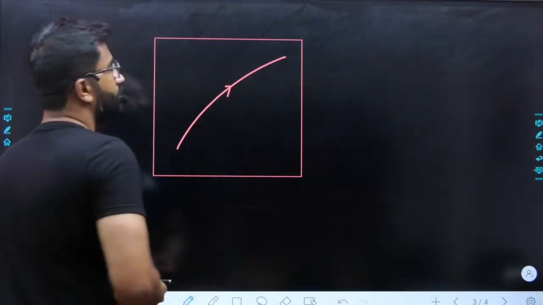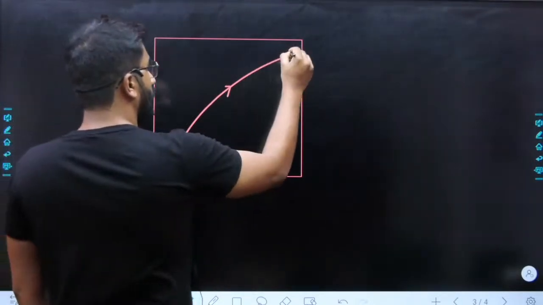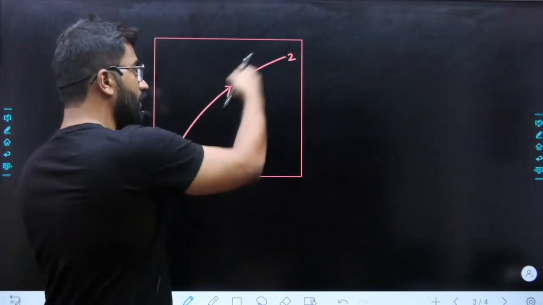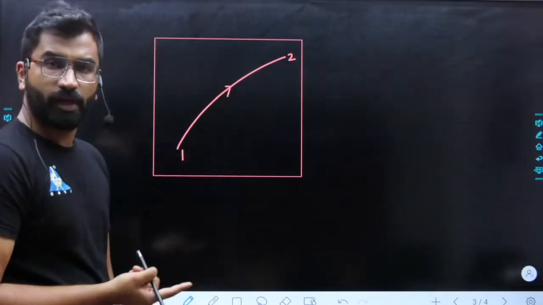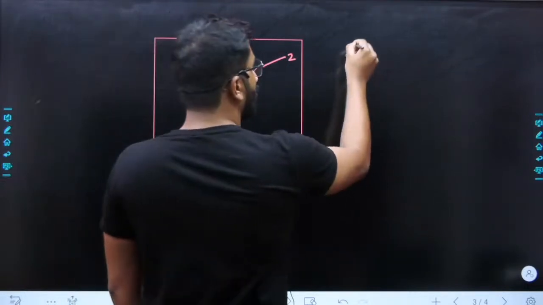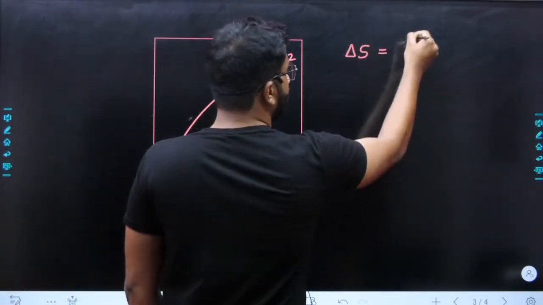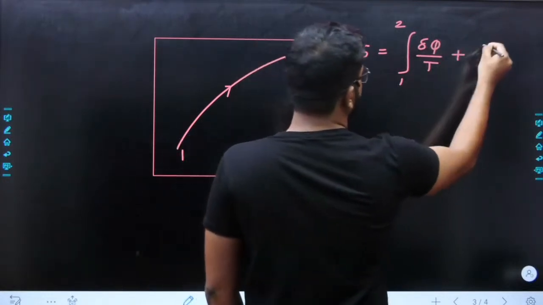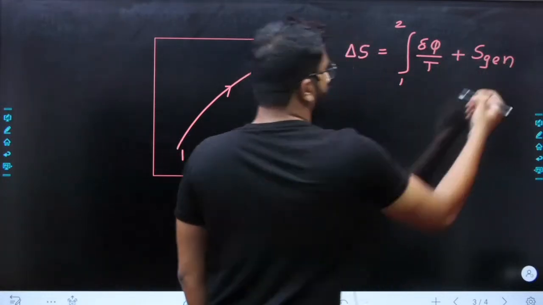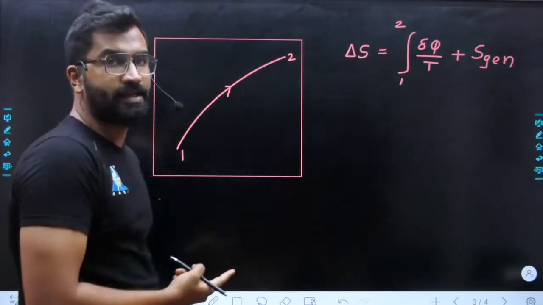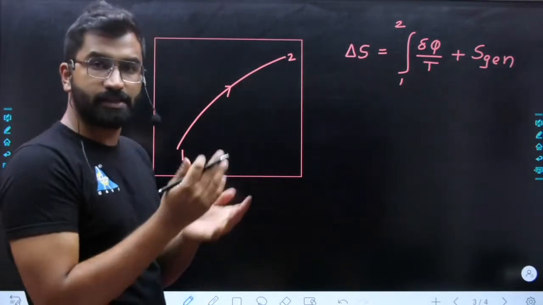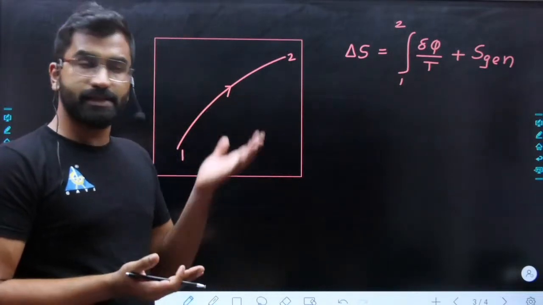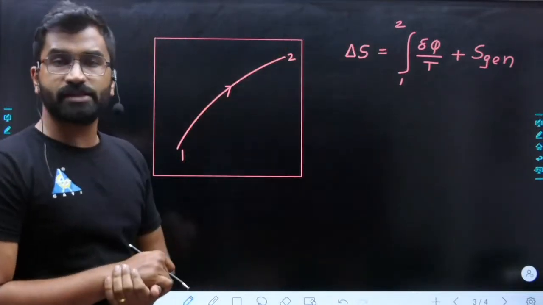A process is happening inside the system, from point 1 to 2. Now, we wanted to find the entropy change, right? So delta S is equal to what? It is directly the integral from 1 to 2 of del Q by T plus S generation. If the process happening inside is reversible, this S generation is 0.